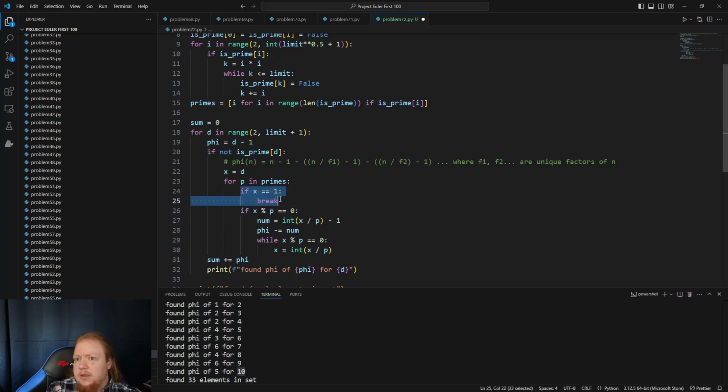I don't think this is the problem, but let's see if it gives us a different answer. Okay, no. But this will save us when we get higher numbers. Okay. So for 6 and for 10, we are not properly subtracting one of the numbers.